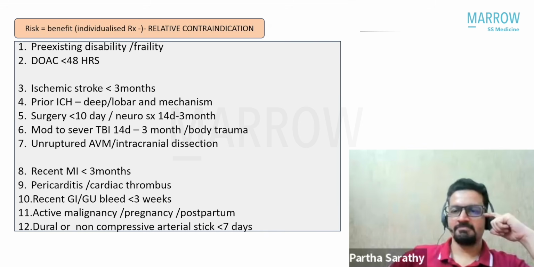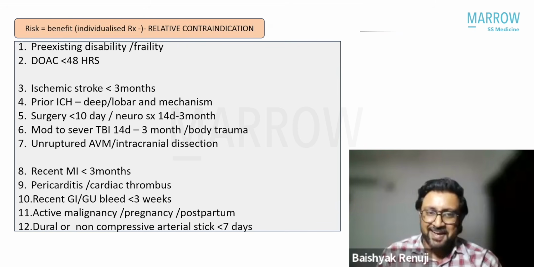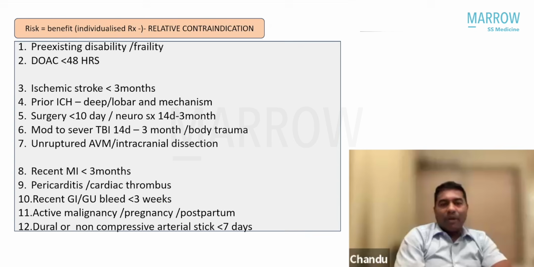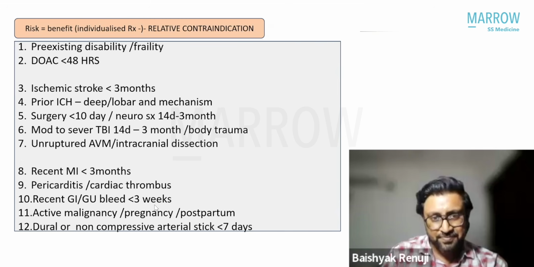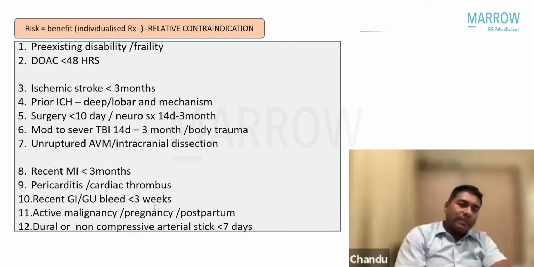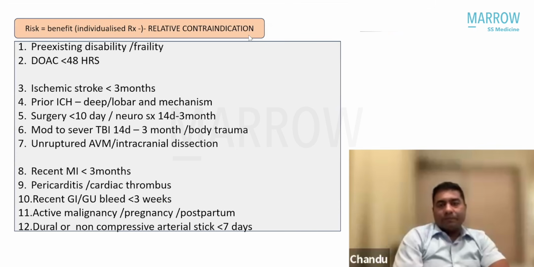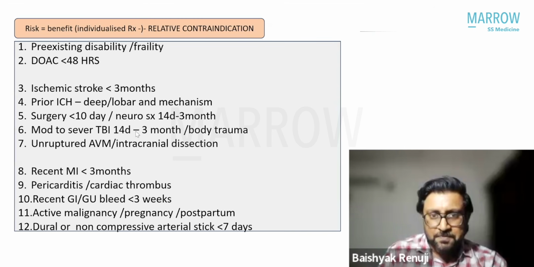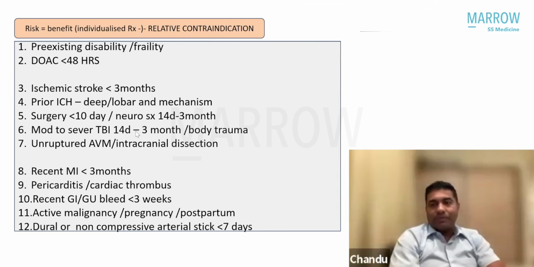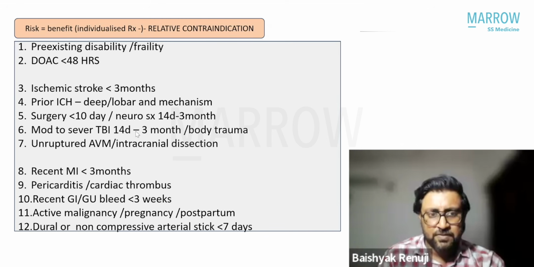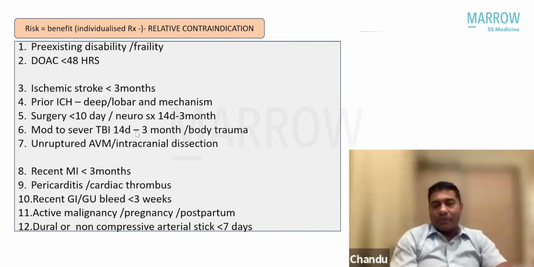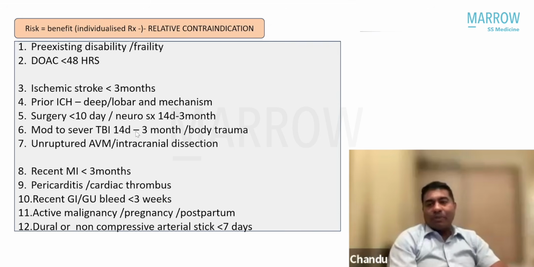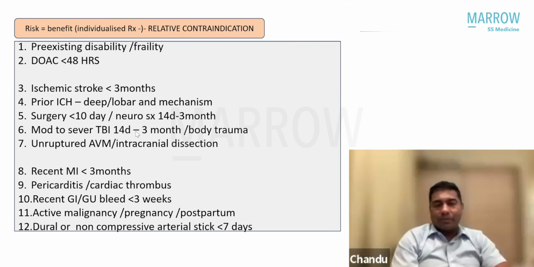Exactly. Sandhu, what is your take on this prior ICH? Lobar hemorrhage is one thing that we have to be a little careful of. Always there is a risk factor. That's why it's called a relative contraindication. That is why we have to communicate. So we always have to be a little worried about the possibility of bleed or hemorrhagic transformation.